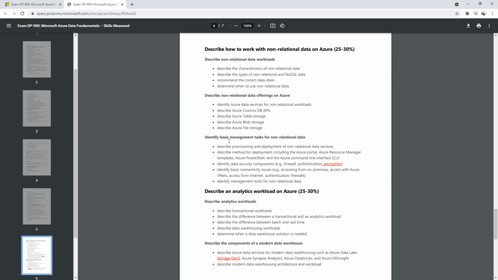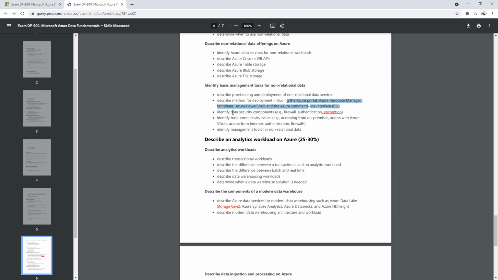Identify basic management tasks for non-relational data. So provisioning deployment of non-relational data services, describe method of deployment in Azure portal, et cetera, et cetera. Again, I don't see these a lot on the exam, so I don't know why this is in here. Identify data security components. So it's the same thing as before, it's just for non-relational data. Basic connectivity issues, VNets, et cetera. Identify management tools for non-relational data.